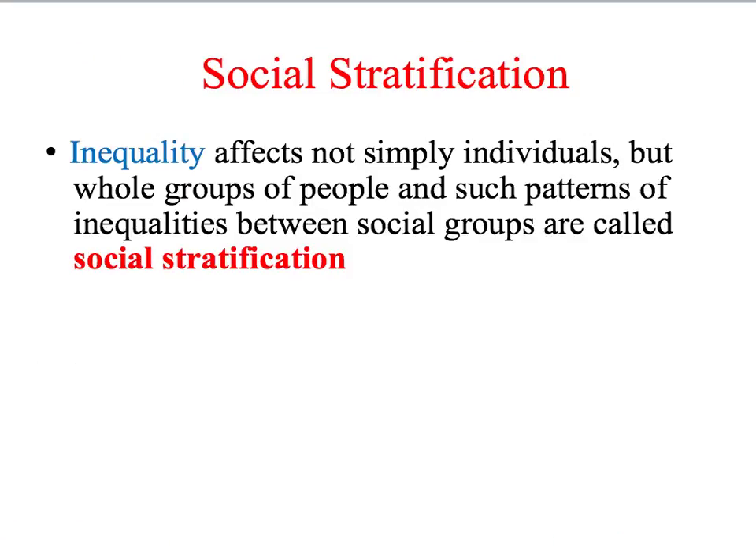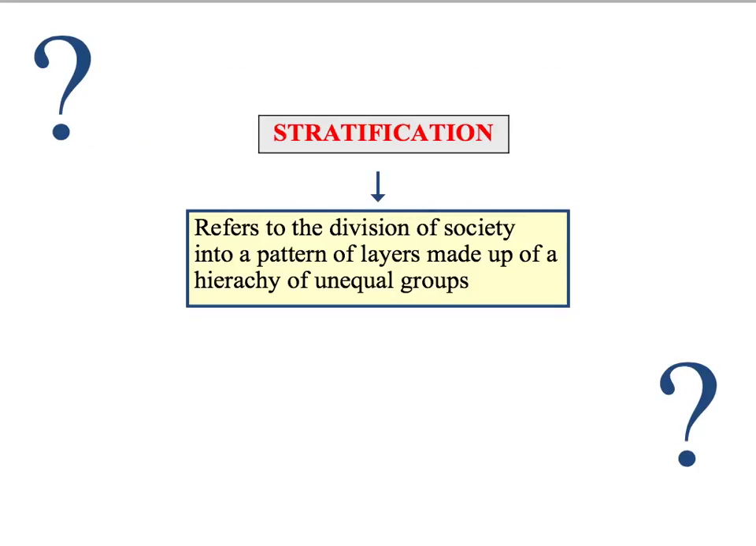Now, as I've already mentioned when I talked about social differentiation, inequality affects not simply individuals, but whole groups of people. And such patterns of inequalities between social groups are called social stratification. So social stratification refers to the division of society into a pattern of layers, made up of a hierarchy of unequal groups. So social stratification is a system by which society ranks categories of people into a hierarchical system.